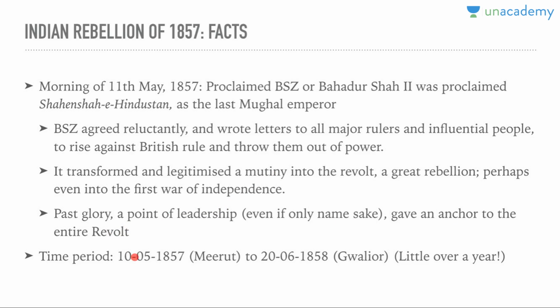So the time period of the revolt always starts from 10th of May 1857, not because of Mangal Pandey, but because of the Meerut uprising. And it lasted till 20th June 1858, the fall of Gwalior. Okay, little over a year. This is a very catchy phrase which they use in the books. Little over a year it lasted, but it completely transformed India. So it lasted for 1 year, 1 month, and 10 days.